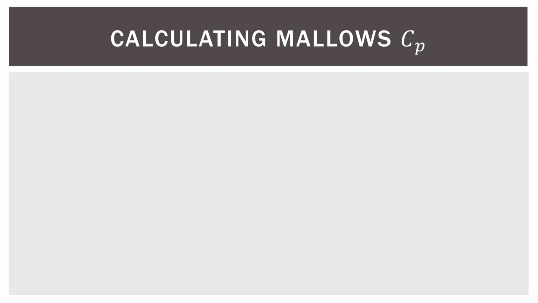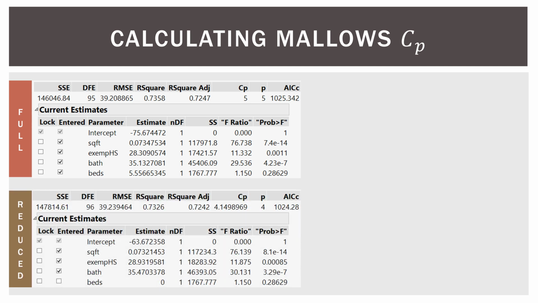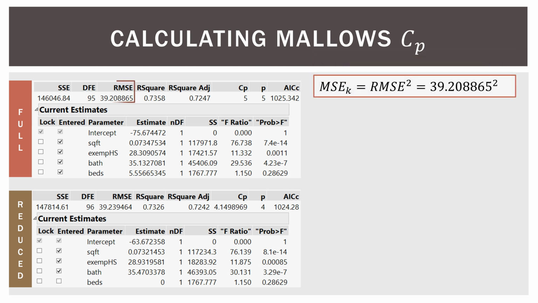So how do we calculate Mallows C by hand? First, we need the full model. So here are the summary statistics for the full model. We can see that we have all four variables entered. We have the square footage of the home, whether or not it's an exemplary high school district, number of bathrooms, and number of bedrooms. So that is our full model. Then we have the reduced model that we saw in the previous slide with those three variables in it. Again, we have all the same measures, except in this case, the number of bedrooms is left out of the model. So how do we calculate this?